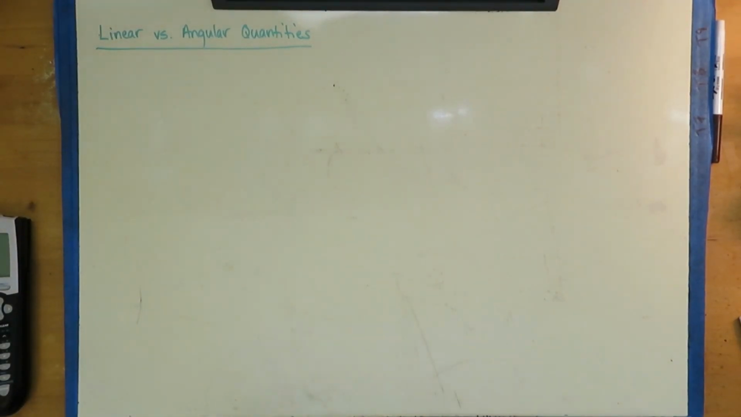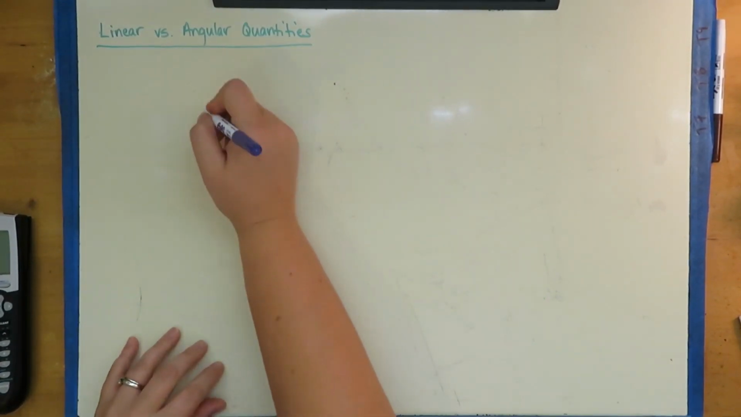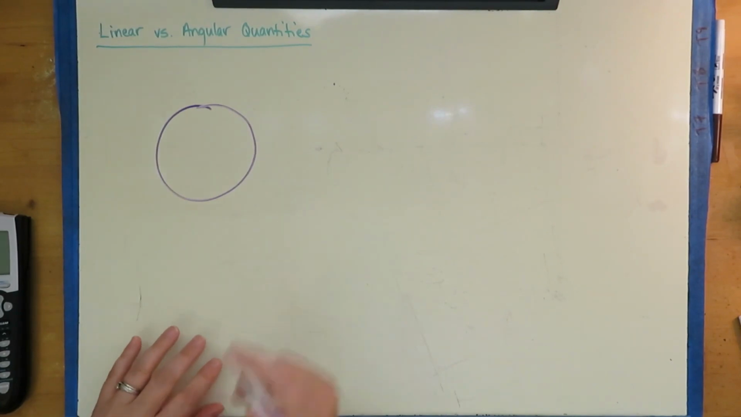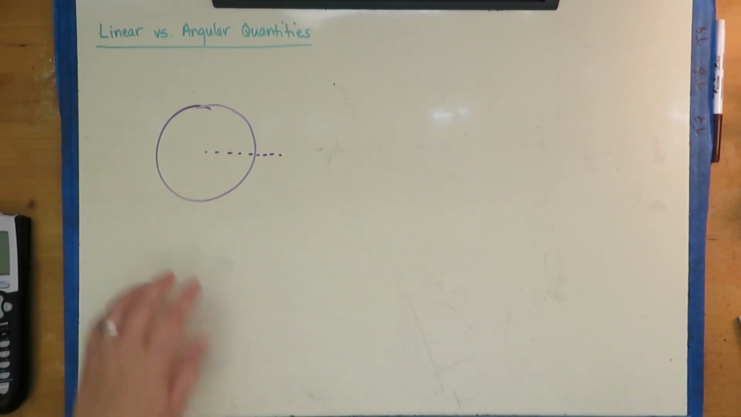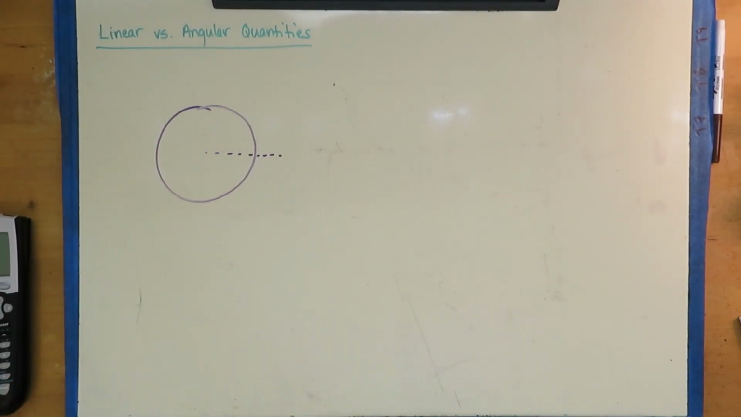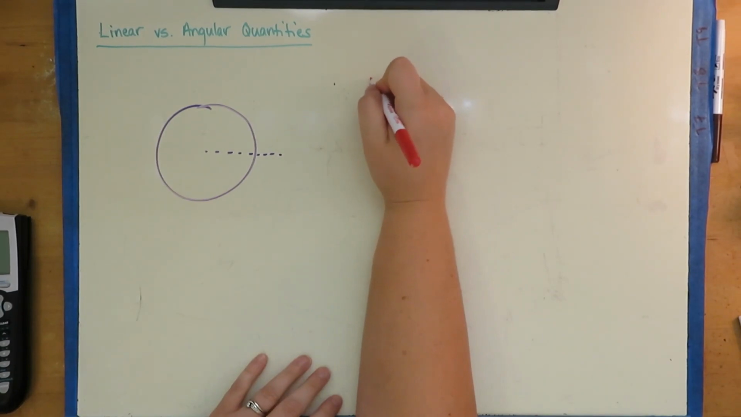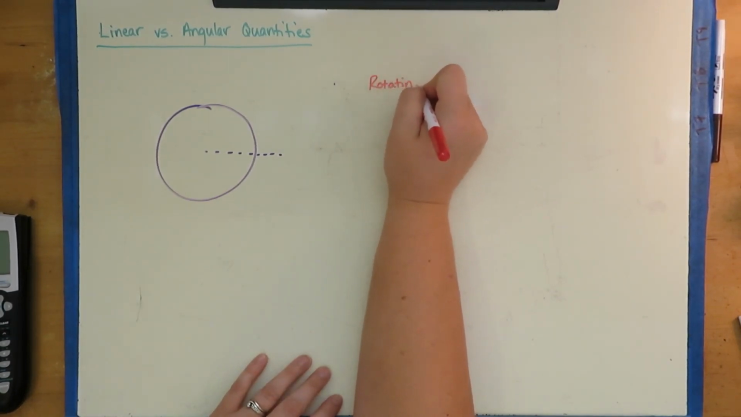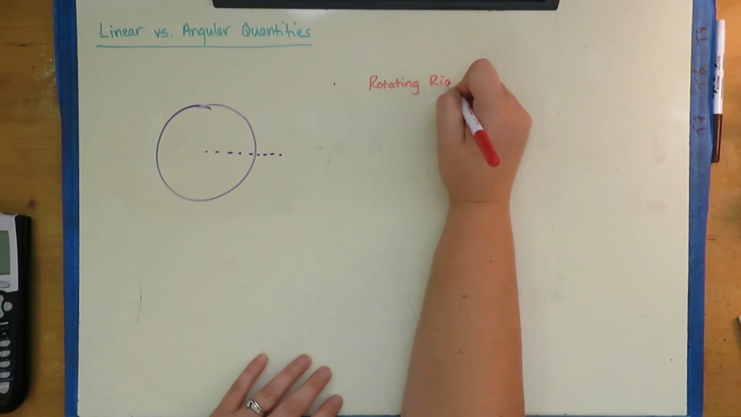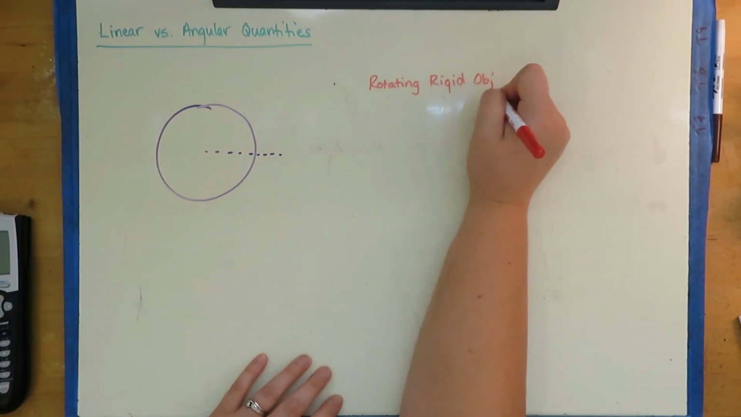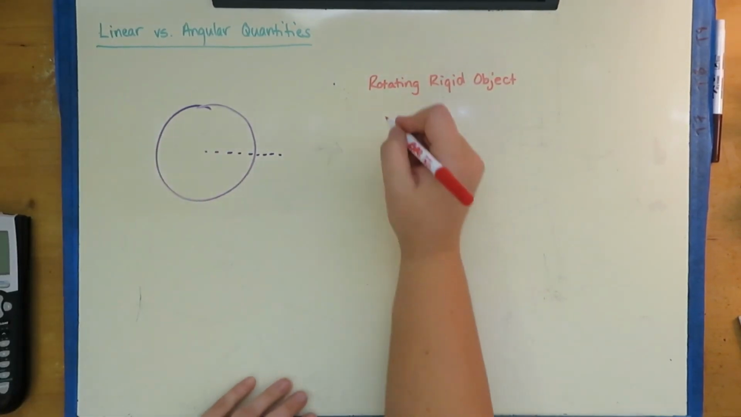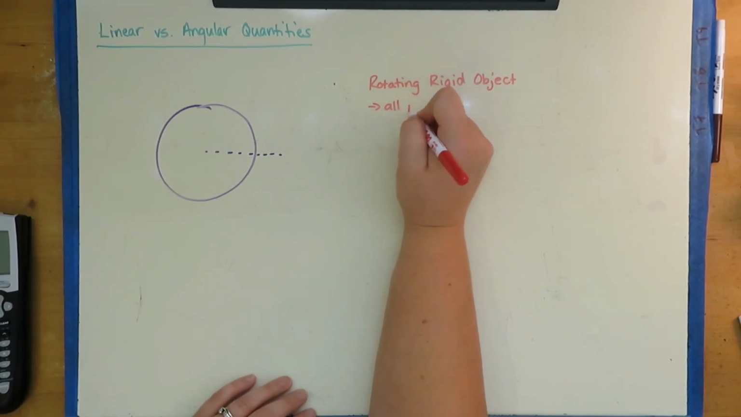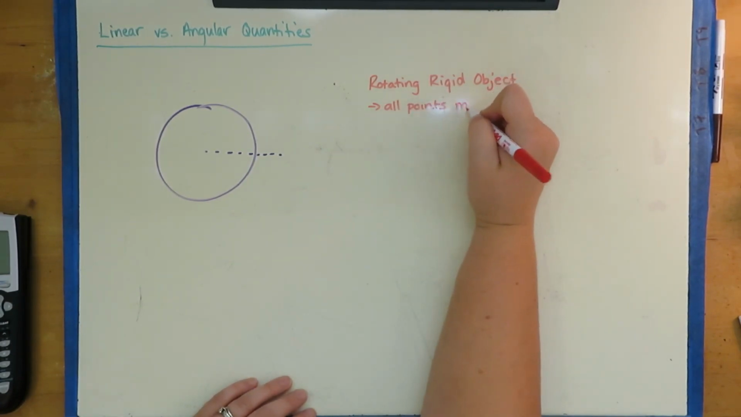All right, so today we're going to talk about linear and angular quantities and how they are related. So just a reminder of what we learned about our rotational quantities. Let's say I'm using a reference here, some starting position, and this is some rotating rigid object. When I talk about a rotating rigid object, you'll hear this sometimes. Basically, what you're assuming when it says rotating rigid object is that every point along the object moves together. So all points move together.